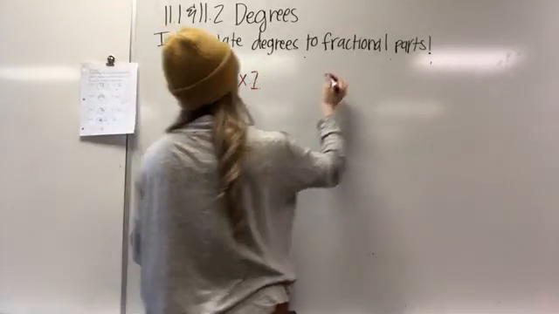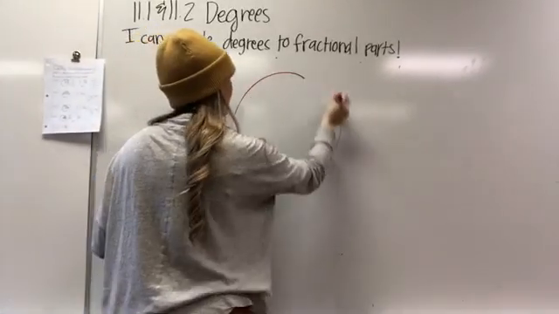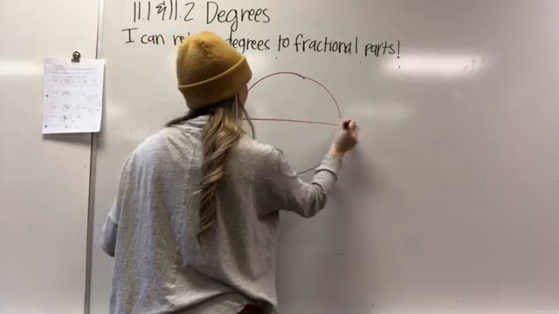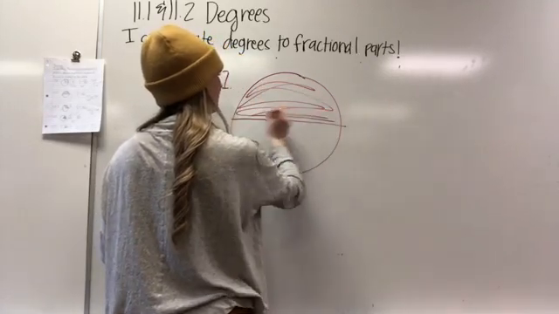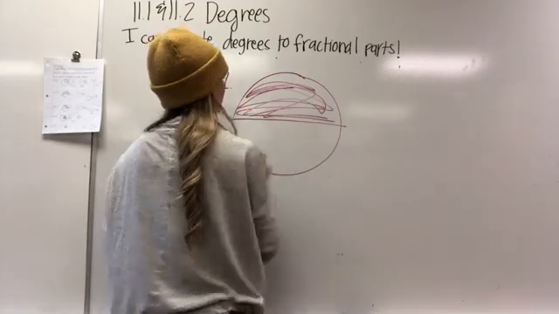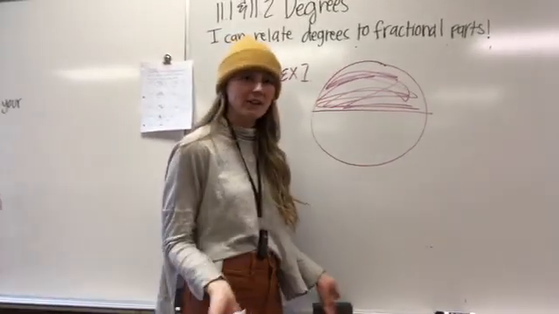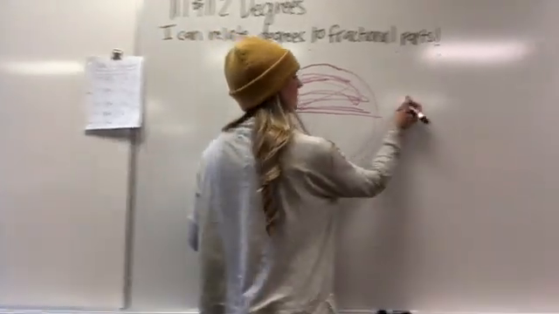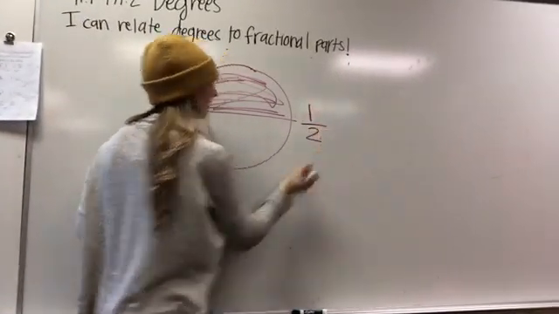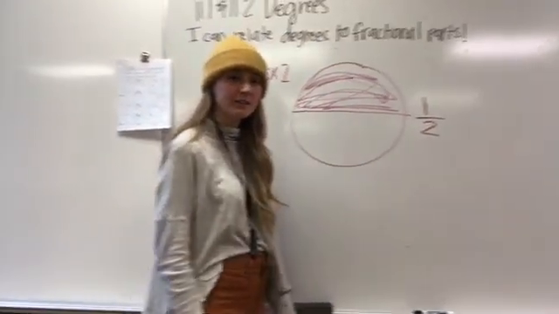Okay, if we had a circle and it was halfway filled in, oh, sorry, this part was filled in. Okay, well, what would this be as a fraction? Well, there's 2 parts, and one of them is filled in, so this would be half. I hope we can all see that this is half of a circle, okay?